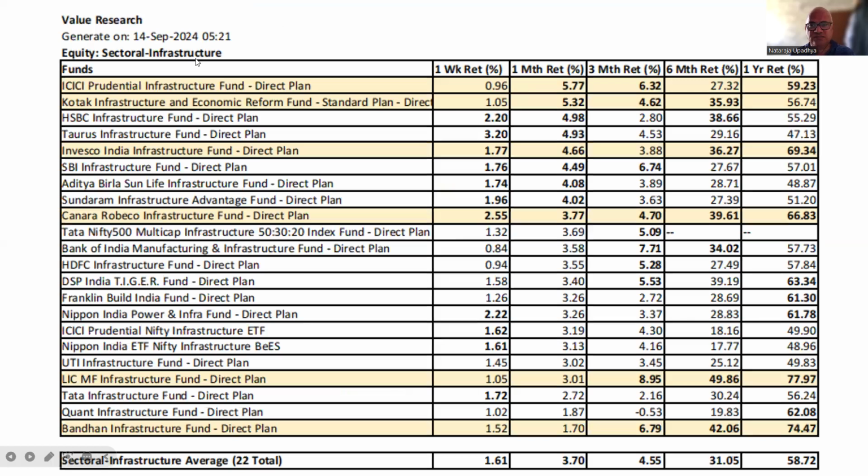Next come the infrastructure funds, which have not been doing well lately. There are 22 total. 1.61 weekly return is not bad, but monthly return is not good, 3.7 only. 3 months return also subdued, 4.55, but 6 months return is good, 31.05, and annual return also is not bad. Average is 58.72. None of the funds are in green.